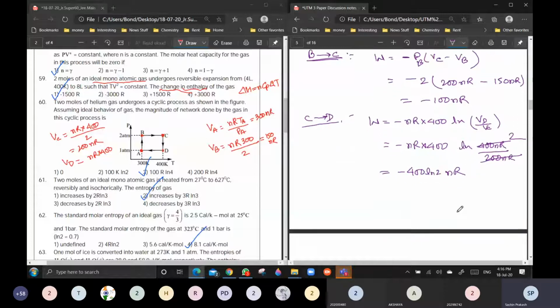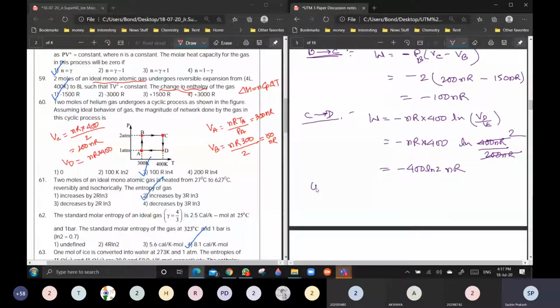So you see I have got all, one last one will be W of D to A. Again it is an isobaric process. W is minus P into VA minus VD. Minus 1 into VA, where VA is 300 nR, minus VD, where VD is 400 nR. So you see, it's basically a compression, because work done will be coming out to be positive.